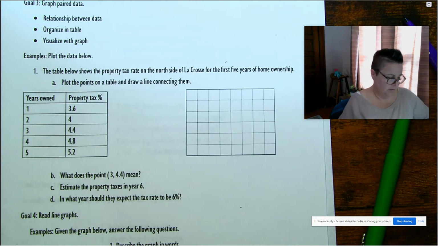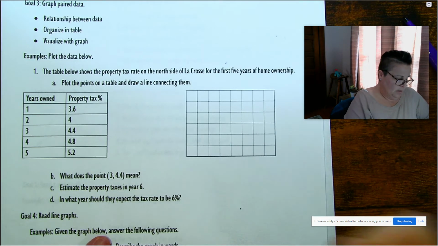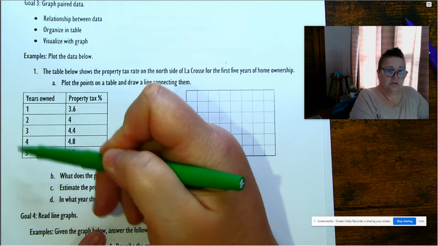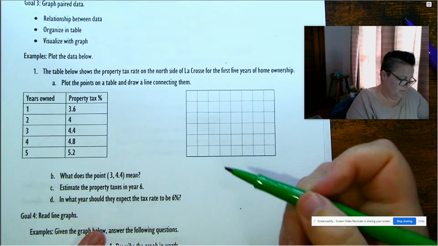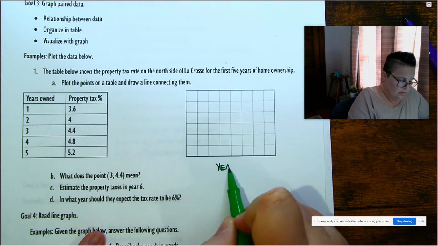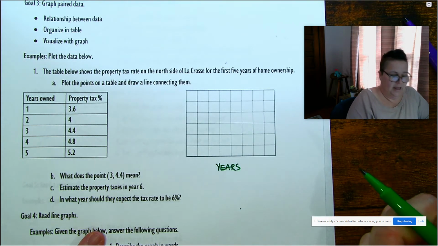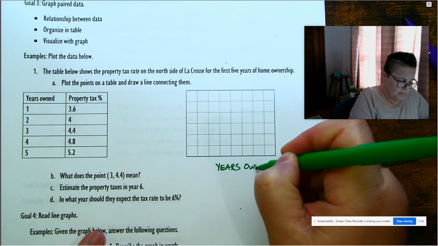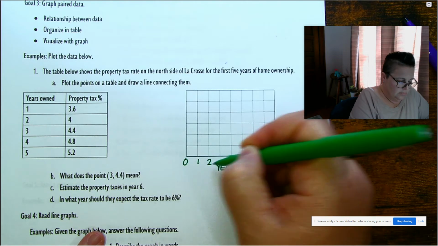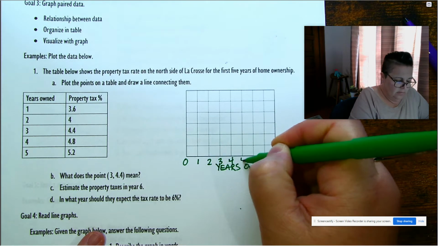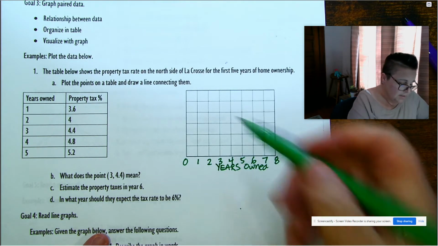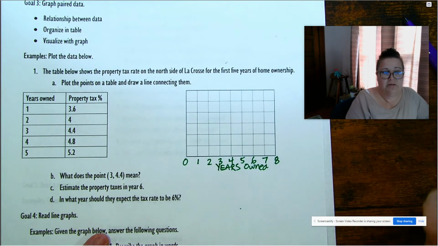Sorry, I had to turn this a little bit more. It's annoying me. Okay, so our years owned is our first part of the relationship. We are going to put the years here on the horizontal axis. So these are the years owned. I'm going to make sure to label it. 0 years owned, 1, 2, 3, 4, 5, 6, 7, 8. Notice I'm putting them on the line here and not in between.